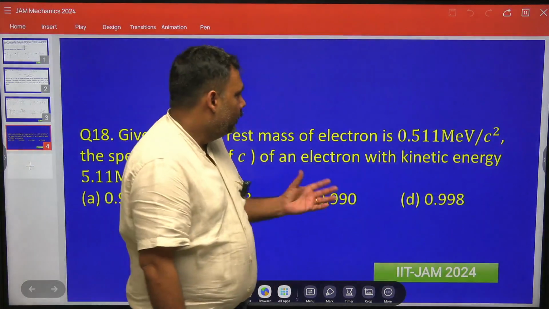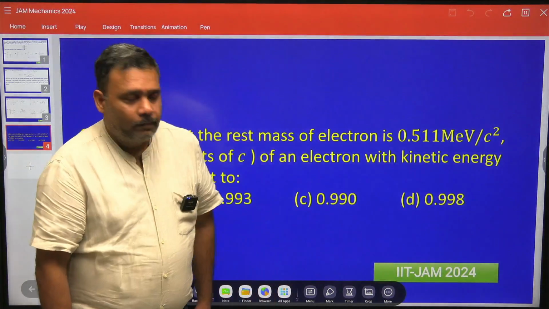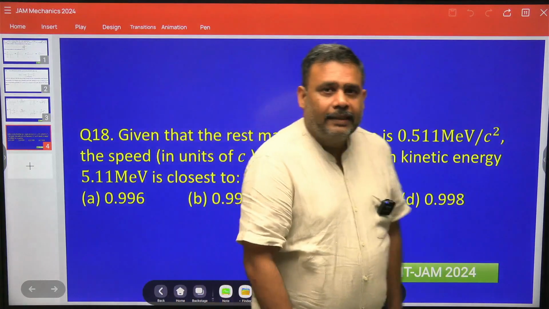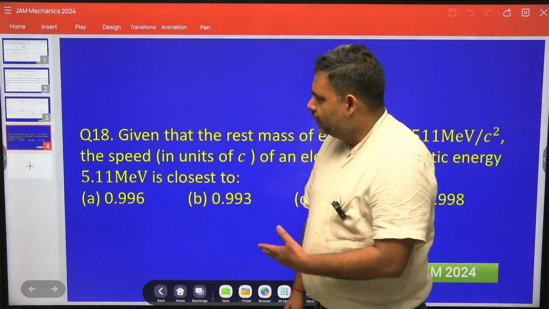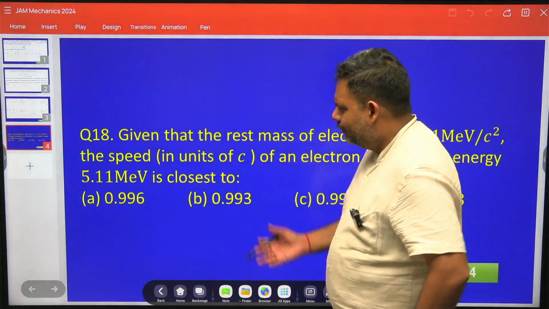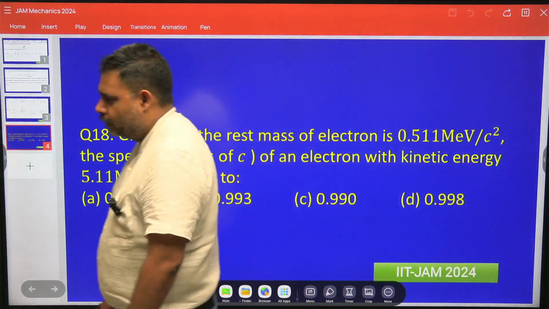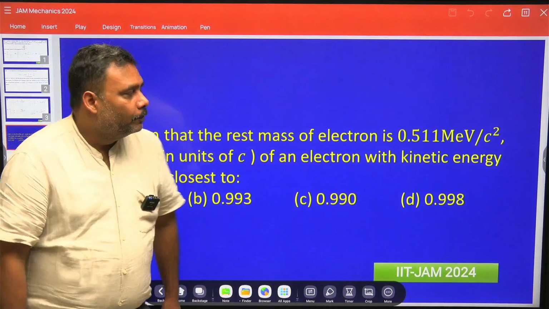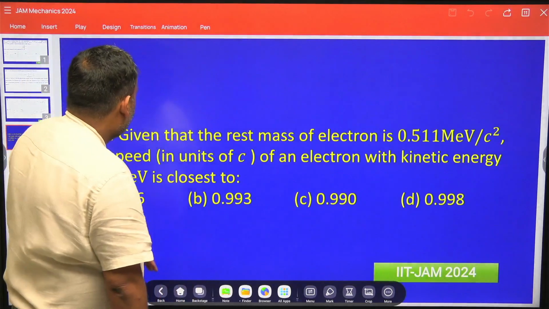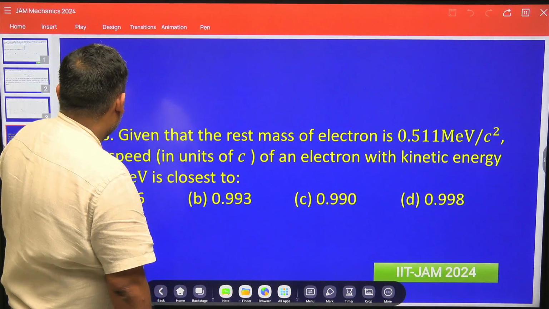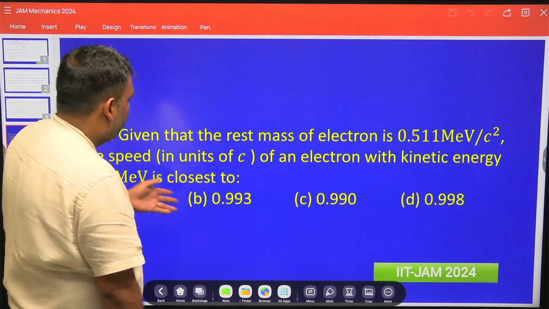Hello students, so let's try to solve one more problem, and this is from the IIT JAM 2024. This problem is from special theory of relativity, which is a very simple and straightforward question, but you have to do some basic calculation. So what is this? It is question number 18, an MCQ.